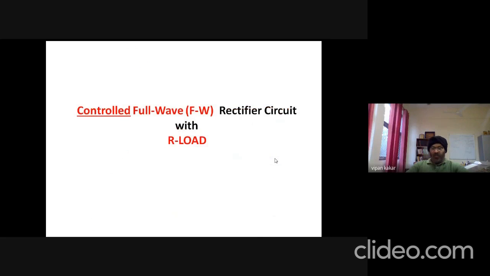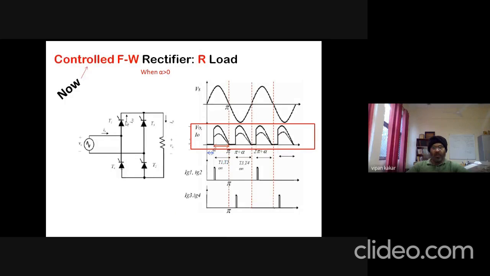Okay, so now proceeding further with a controlled full wave rectification, again for pure resistive load. Now the same circuit, but now we do not have this firing angle equal to 0. It is greater than 0. So again, we will be working in two modes: mode 1, which is the positive half cycle, and mode 2, which is the negative half cycle. The positive half cycle is from 0 to pi, and the negative half cycle is from pi to 2 pi.